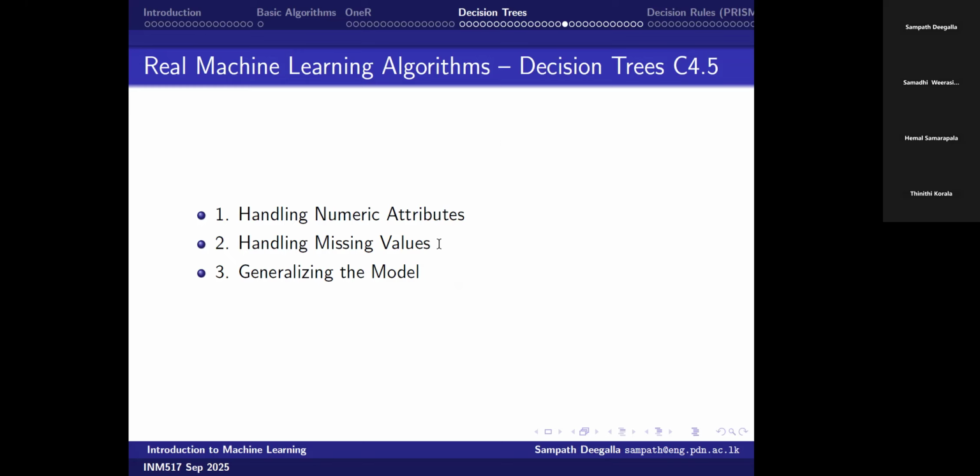If you want to extend the algorithm for numerical attributes, missing values, and generalize the model, that means you want to apply it to unseen data, then ID3 is not enough. So let me briefly explain how in WEKA, the improved version of decision trees, J48, handles numerical attributes, missing values, and how you generalize the model.